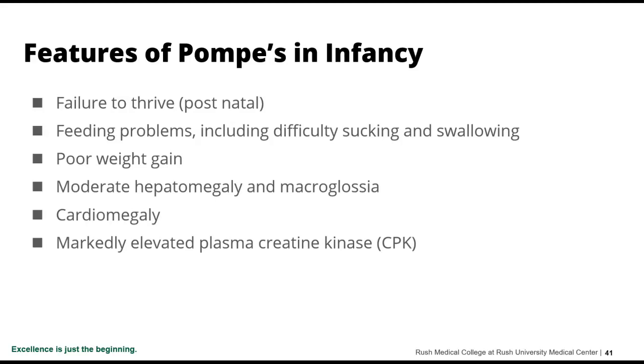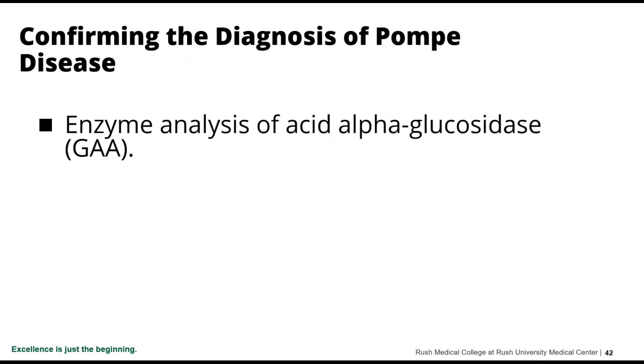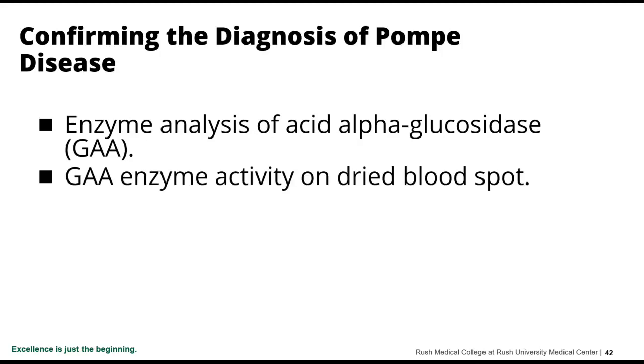And marked elevation of plasma creatine kinase, or CPK. I said it before when we were talking about Duchenne, CK is a sign of muscle damage, and so these muscles are having issues and the CK is elevated. We also see elevation of liver enzymes, AST and ALT. Confirming the diagnosis, enzyme analysis for acid alpha glucosidase.